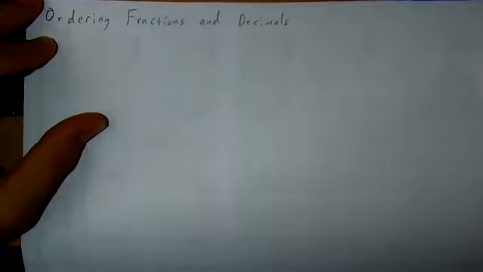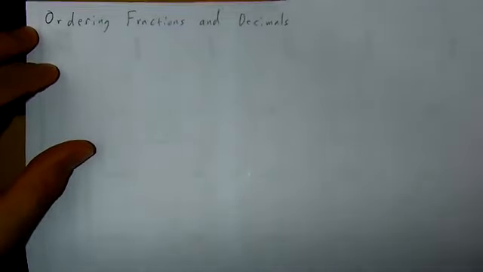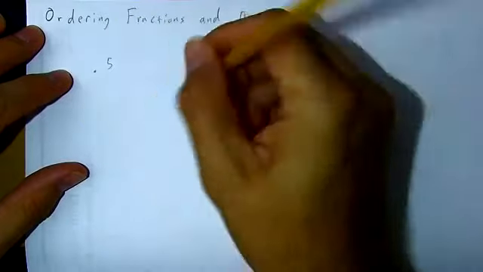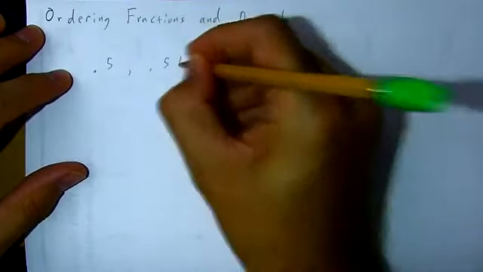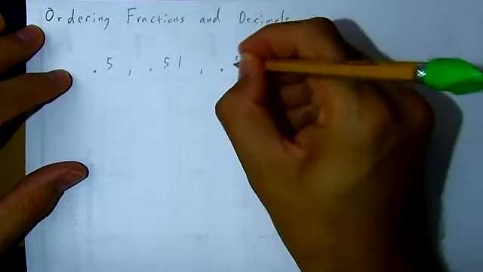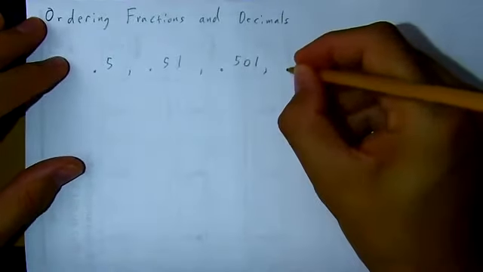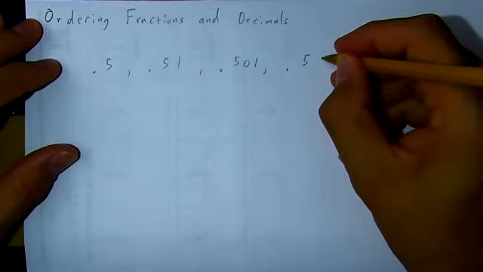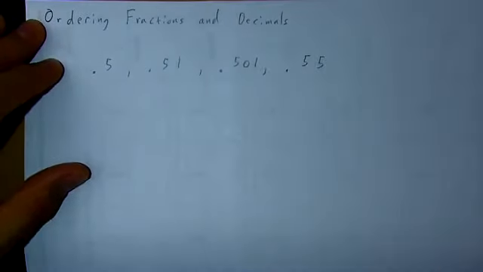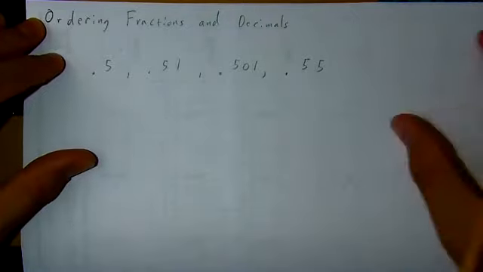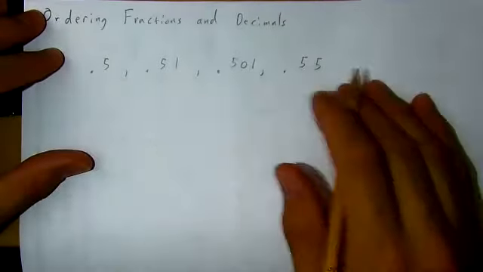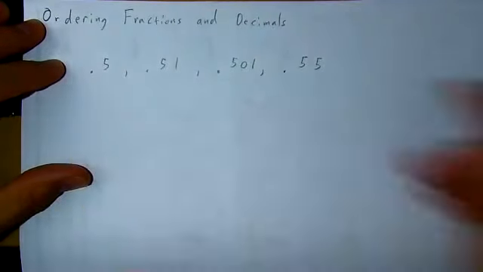Ordering fractions and decimals. What do you need to know first? The first thing you need to know is ordering decimals. So let's say they gave you something like this. All right, the easiest way that I know how to do this is by evening all the decimals out. And I would rewrite them top over bottom.